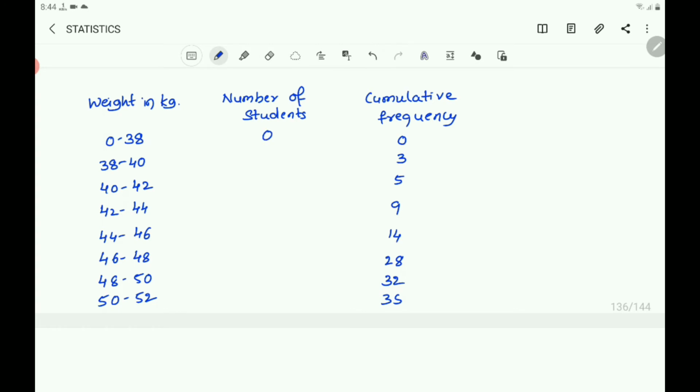First you write 0, next it is 3, then 5 minus 3, 2, then 9 minus 5, 4, then 14 minus 9, 5, 28 minus 14, 14, and 32 minus 28, 4, and 35 minus 32, 3. Then for cumulative frequency you will get 3 plus 2, 5, plus 4, 9, 9 plus 5, 14, 14 plus 14, 28, 28 plus 4, 32, 32 plus 3, 35 you got here. That is 35.